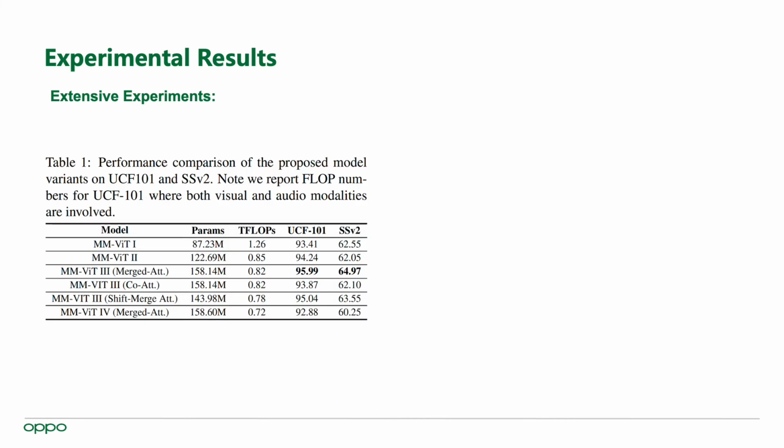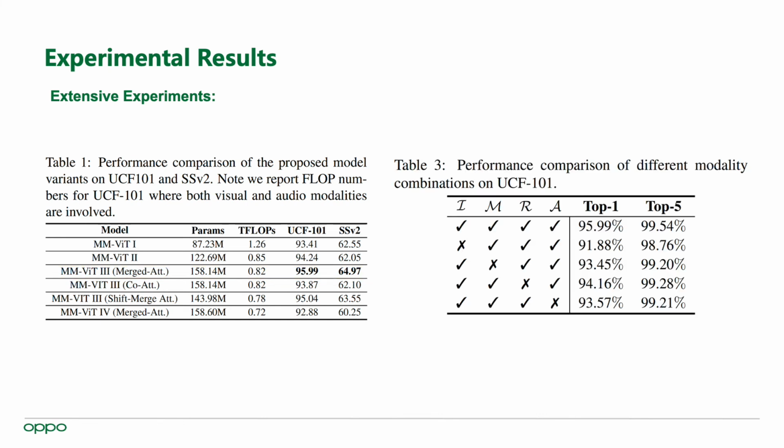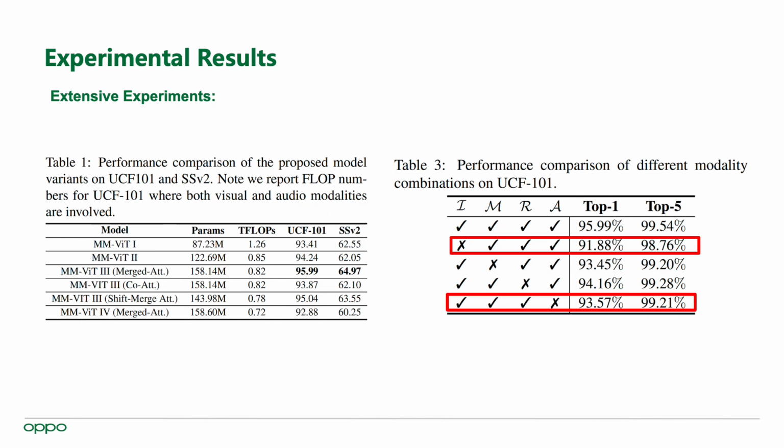Our experimental results show that the third model variation equipped with the merged attention achieves the best trade-off between the classification accuracy and the computational cost. We also show that the iframe is the most critical modality for the task. It is interesting that the audio modality also plays an important role for the recognition task.